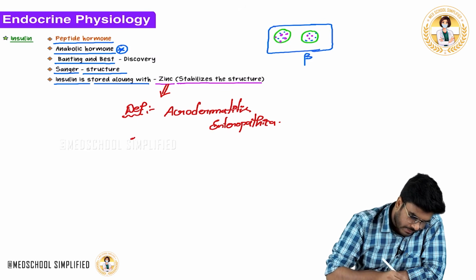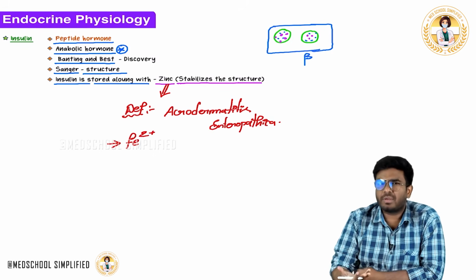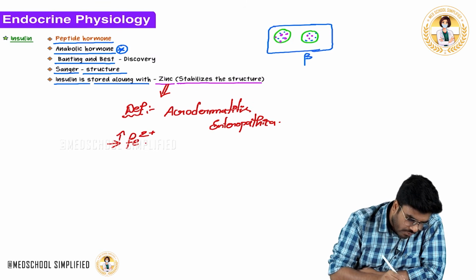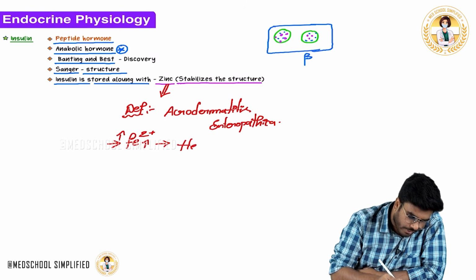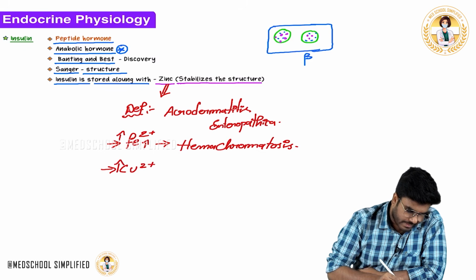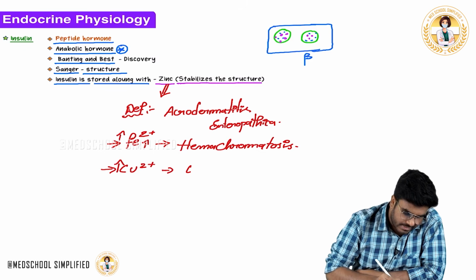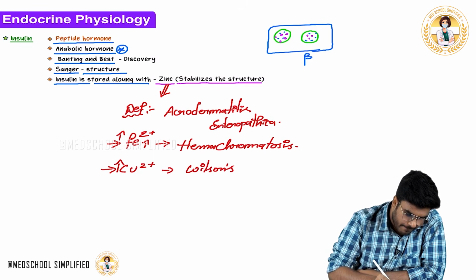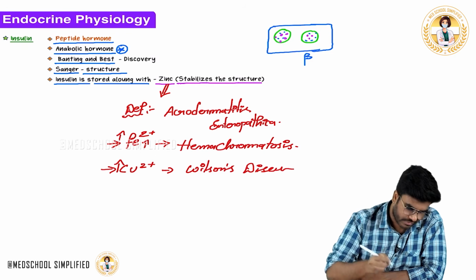Guys, could you recollect what the deficiency of iron causes? Yes, deficiency of iron causes anemia, simple iron deficiency anemia. Excess of iron will cause a disease called hemochromatosis. Now, excess of copper in the body will cause a disease called Wilson's disease, where you will see the KF rings, Kayser-Fleischer rings.